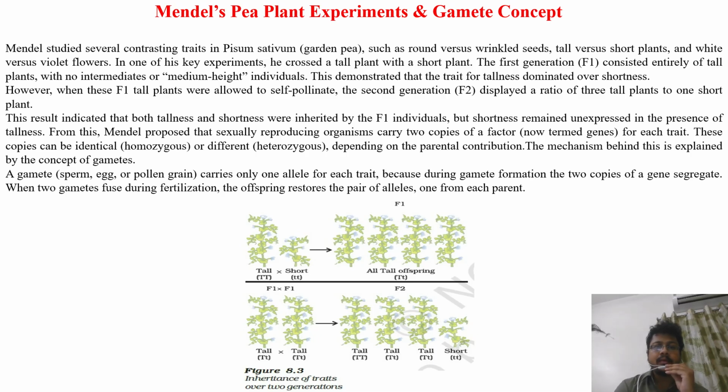Mendel studied several contrasting traits in Pisum sativum, such as round versus wrinkled seeds, tall versus short plants, and white versus violet flowers. In one of his key experiments, he crossed all tall plants with all short plants. Here we can see he crossed tall plants with the short plants. And in the F1 generation, the first generation consisted only of tall plants. Here it is, the F1 generation, as you can see. All tall offspring are there with no intermediates or medium height individuals. This demonstrated that the trait for tallness dominated over shortness.